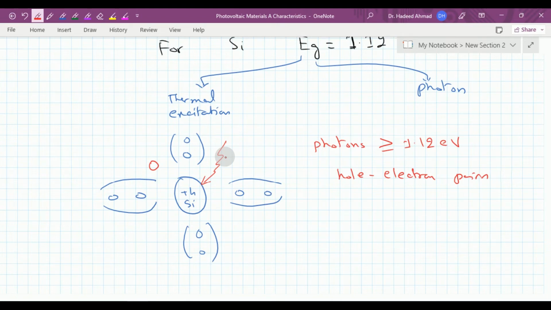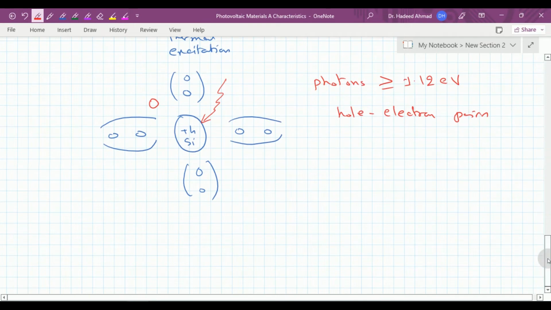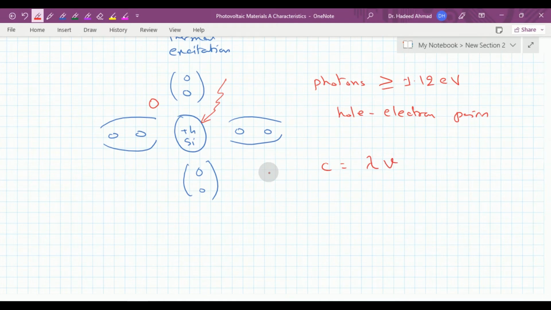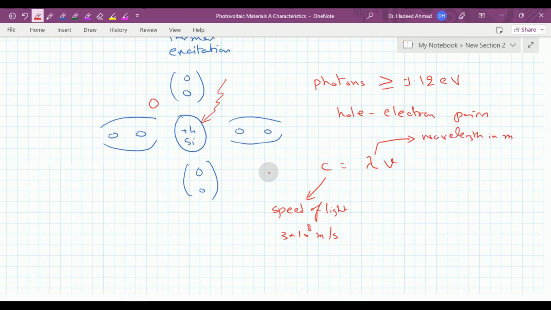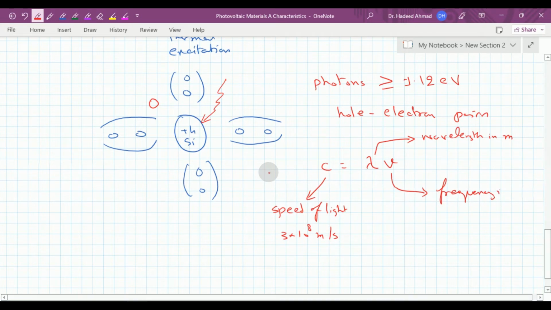Now this photon can be characterized in terms of two equations. The first equation for a photon is that the speed of light c is equal to lambda times v, where c is the speed of light, and that is equal to 3 times 10 to the power 8 meter per second. This lambda is the wavelength in meters, and this v represents the frequency in hertz.